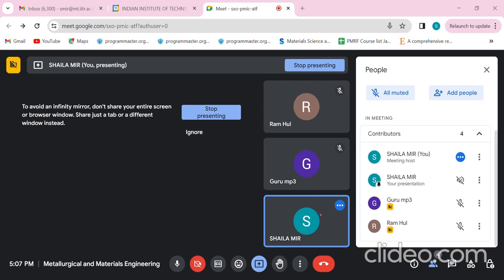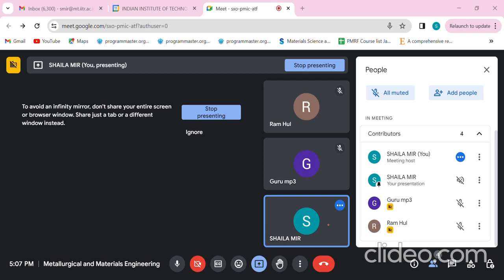Has anybody tried to solve the question? I think the right answer for this is A. You can try to calculate it and then see if you have got the same answer or not. Okay, so then we will move to the next question.